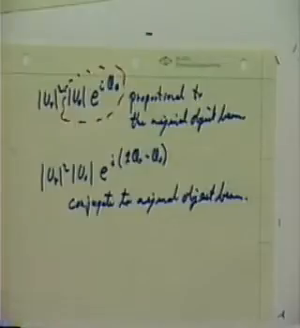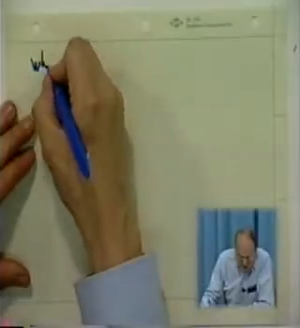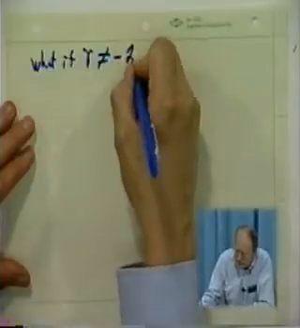So then your question might be, what if gamma is not equal to minus 2? Is that what everyone was thinking? Okay. Well, we'll talk about that. What if gamma is not equal to minus 2?